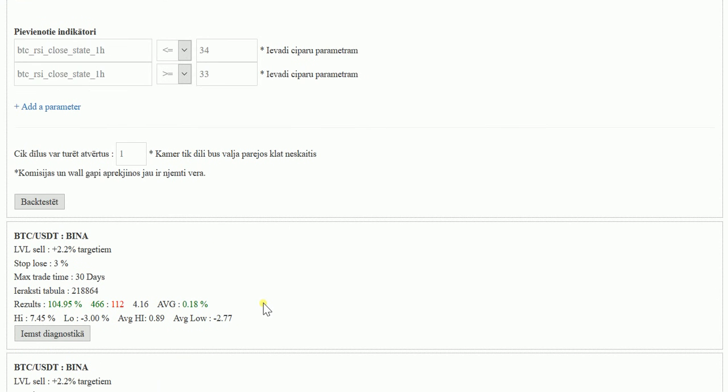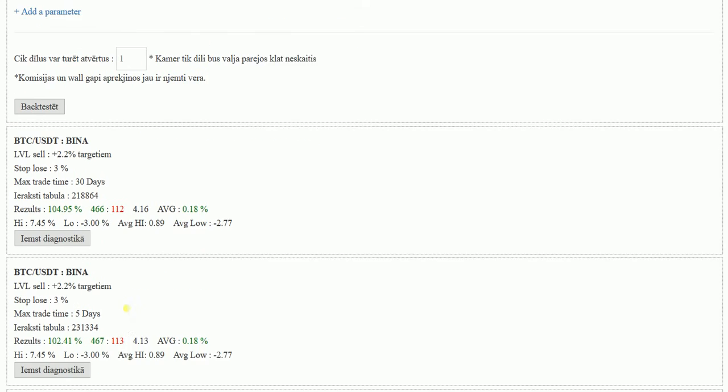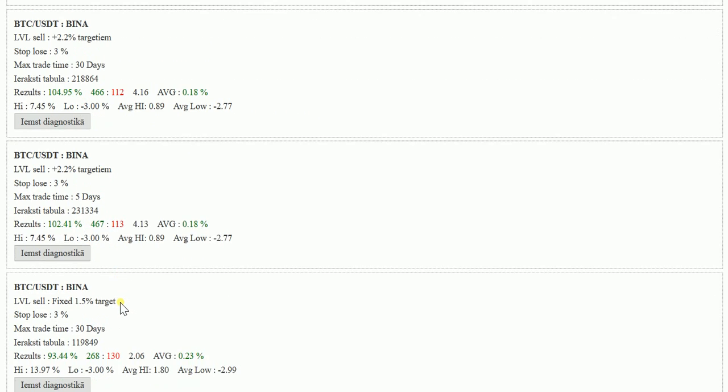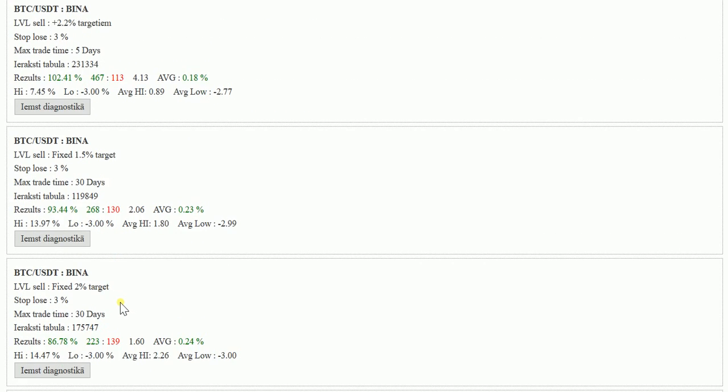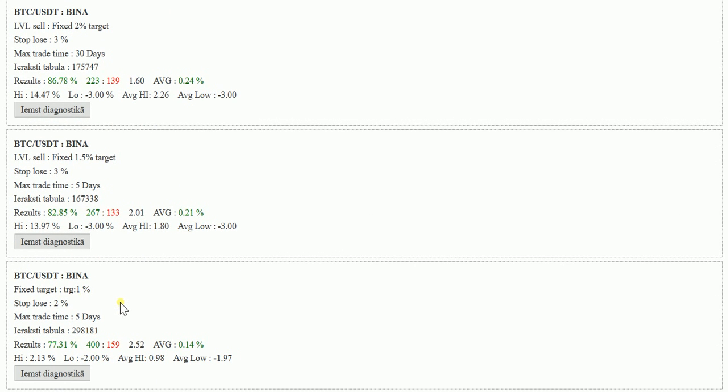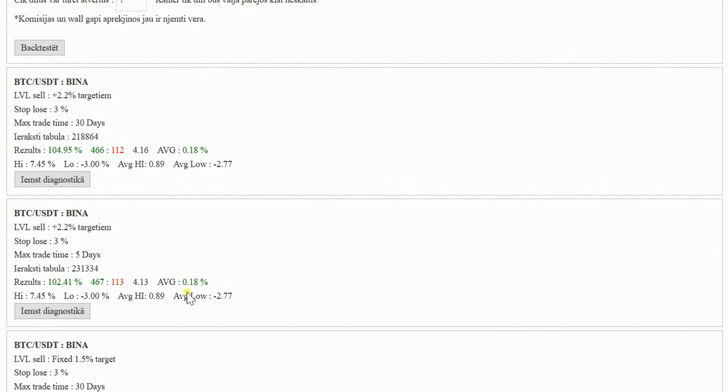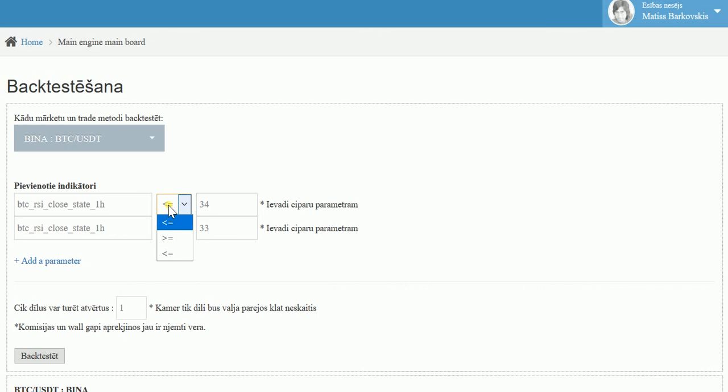Okay, so we now have some results, and overall I see that it does not actually give out a fixed target. It puts out a fixed target of 1 and 2, and we have so many deals and so many stop losses, so this is not a good zone. What I wanted to know is what happens when RSI is above 80.